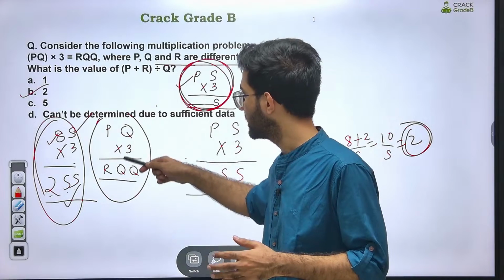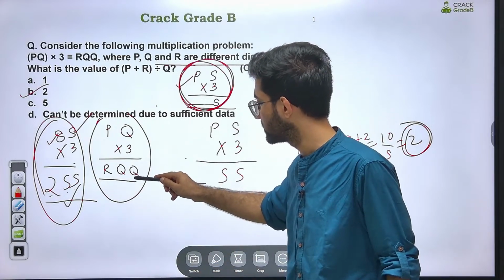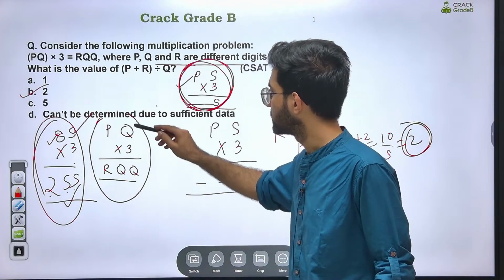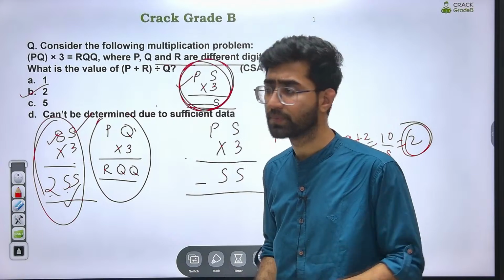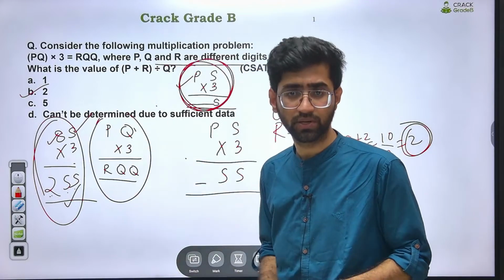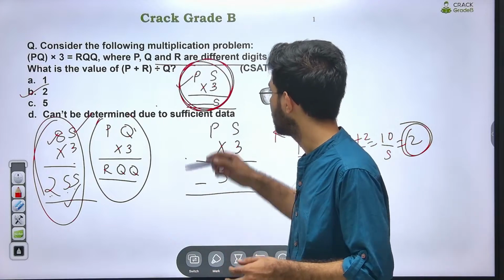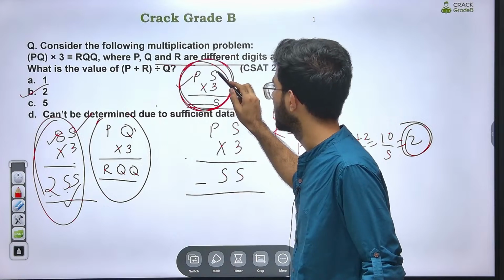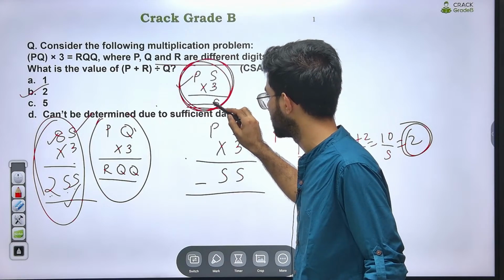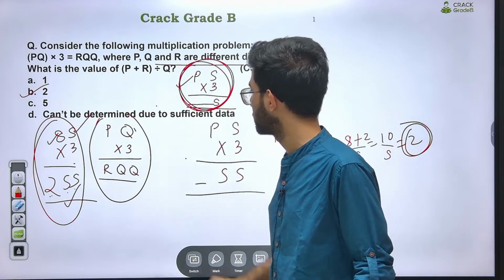If I am again explaining the process, it was given in the question that PQ into 3 equal to RQQ. So we thought, what can be the possible value of Q? So we put the different values for Q: 1, 2, 3, 4, 5, 6, 7, 8, 9, right? And we found that the only possible value of Q can be 5. When we multiply 5 with 3, we get 5. So the possible value of Q is 5.